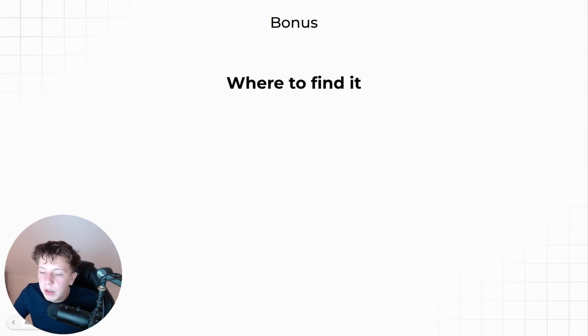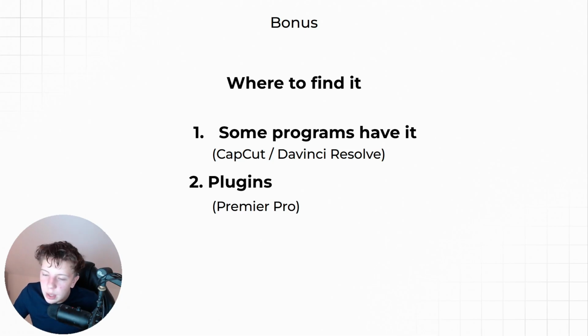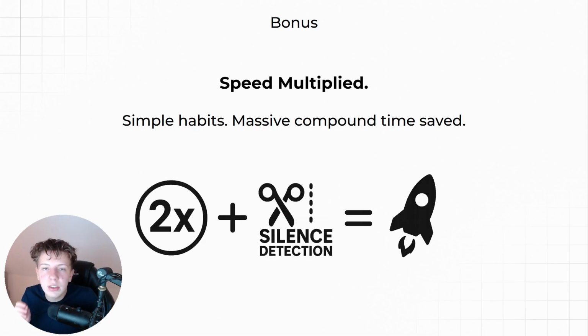And here's where to find it. Most programs already have it, like for example CapCut or DaVinci Resolve, but other programs probably have it as plugins, for example Premiere Pro. By stacking these 2 together, faster review and automatic cleanup, you will at least 2x your editing speed. And you will move through raw footage like it's already pre-edited.